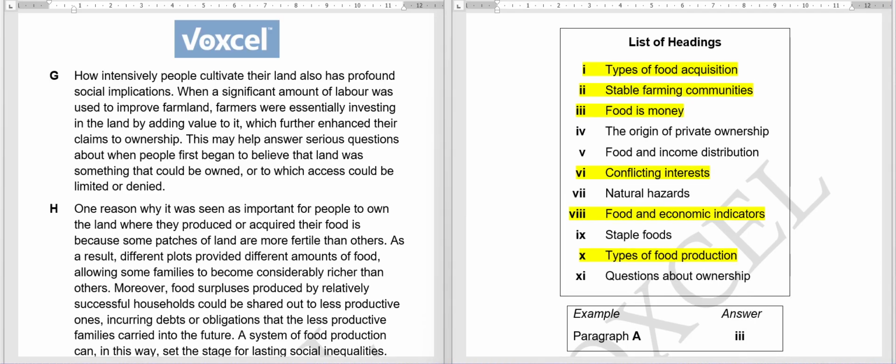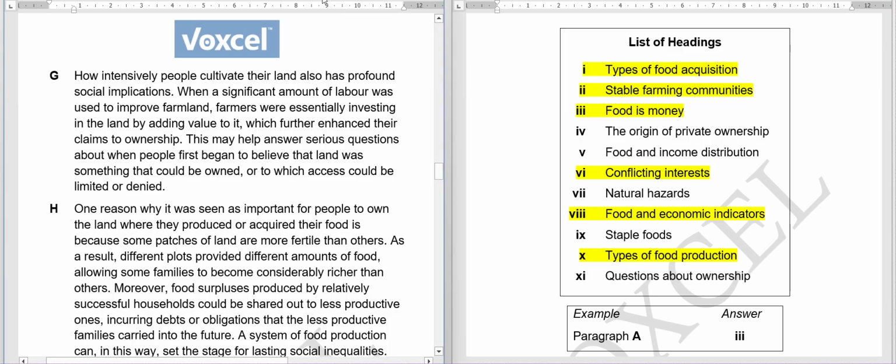Okay, how intensively people cultivate their land also has profound social implications. So now they're talking about the way people cultivate their lands, basically grow crops on their land. It also has some social implications. All right. When a significant amount of labor was used to improve farmland, farmers were essentially investing in the land by adding value to it, which further enhanced their claims to ownership.